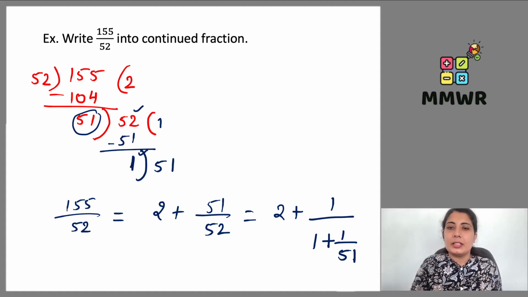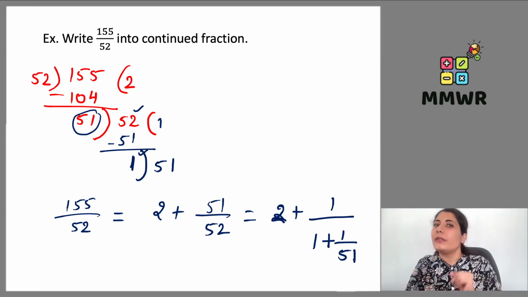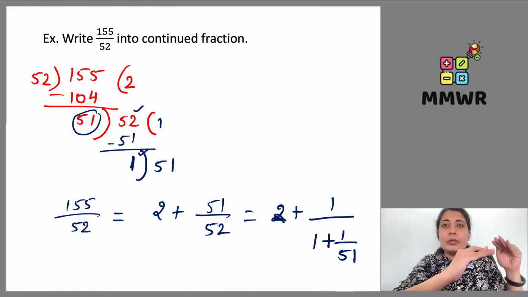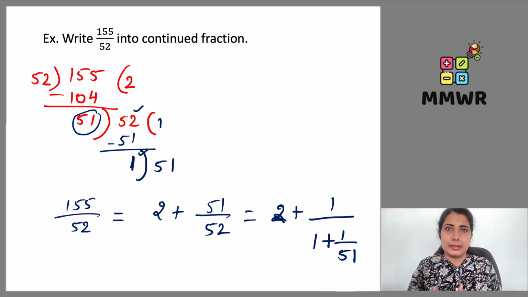So that's it. We can do it only for two steps. This is the first step when we converted this, and the second step is 1 plus 1 upon 51. So this way we converted 155 upon 52 in the form of continued fraction. I hope you understood this shortcut in which we are continuously dividing. So continued division is going to give us continued fraction.